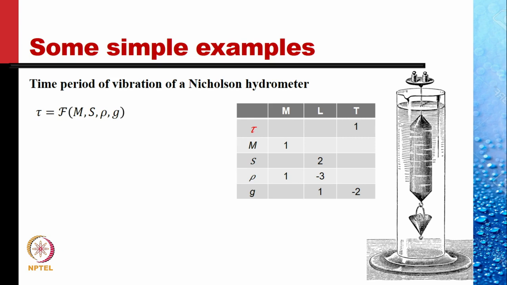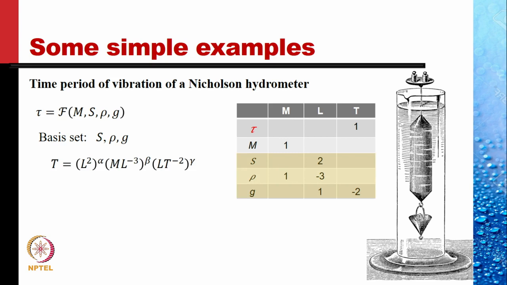N is 4. K, the basic set that we choose, is 3. And we choose S, rho, and G as the basic set. These are independent and complete. We can write the dimensions of the remaining quantities tau and m in terms of S, rho, and G, and they themselves do not form a dimensionless group.